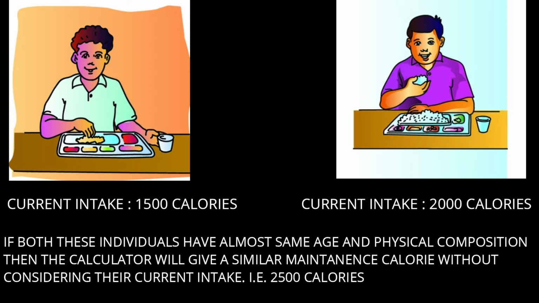So the left individual has to increase by 1000 calories so as to reach the maintenance calorie, whereas the right individual has to increase by just 500 calories to reach the maintenance calorie. But in reality, both of these individuals, when following their current intake, are able to maintain their weight. So this is the major flaw with these applications and software because they are not considering their metabolism and their current eating habits, and also the non-exercise activity thermogenesis, which is allowing these individuals to maintain their weight.